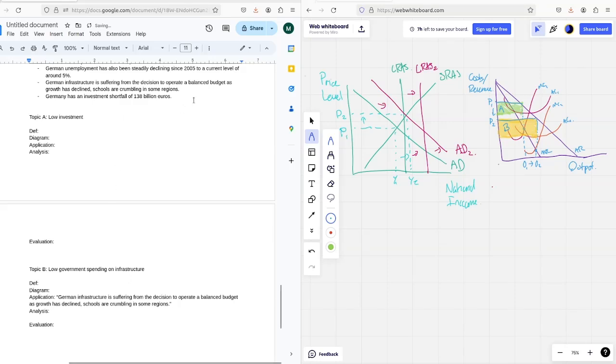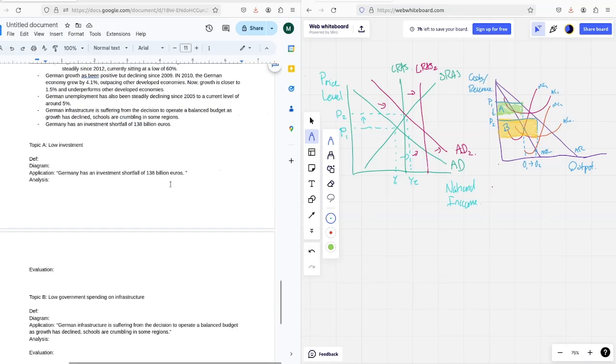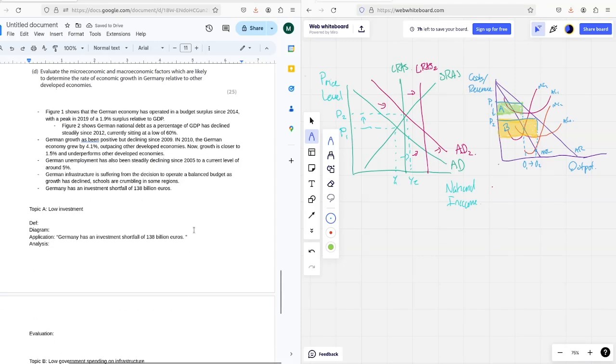And put the investment here. And I'm going to also probably in the application reference the growth has been positive. This stuff about there being a budget surplus and our debt declining, I'm going to also put that as context for our second argument about the poor spending on infrastructure, right? Because that's kind of the explanation for why there's been poor spending, that we're operating these budget surpluses. And I might just mention the decline in economic growth in topic A.